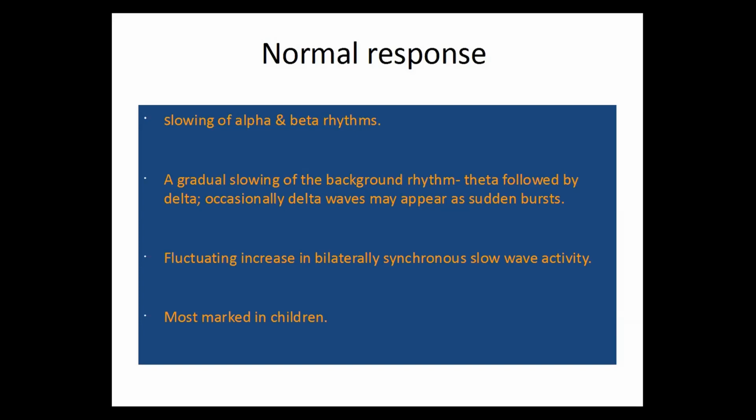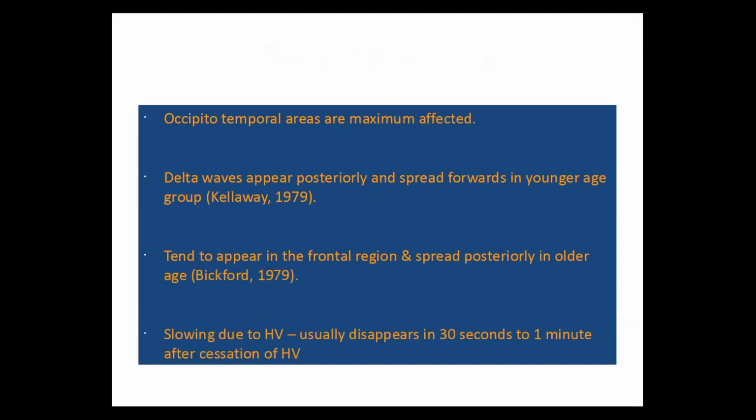Similarly, when you see a marked HV response of generalized or bilateral delta waves, then you can say that it is mostly children, like 8 years old, 9 years old. They tend to have a very marked response to hyperventilation than the relatively elder population.